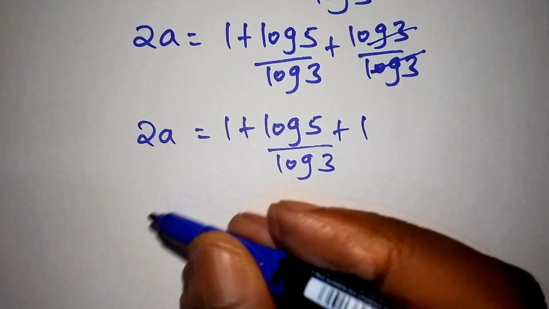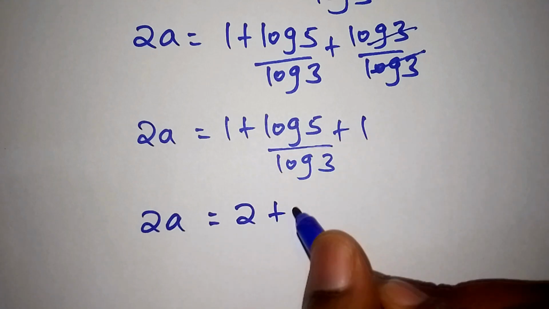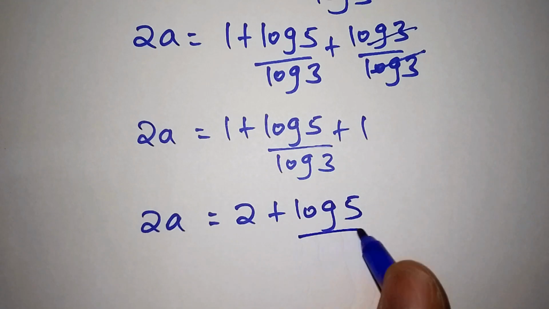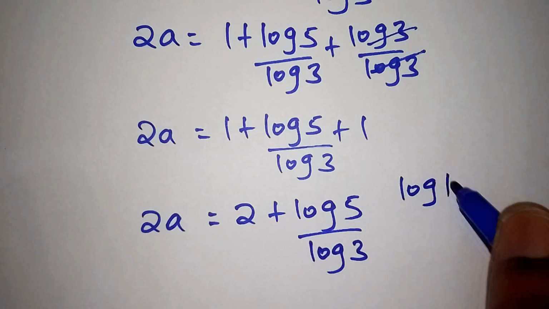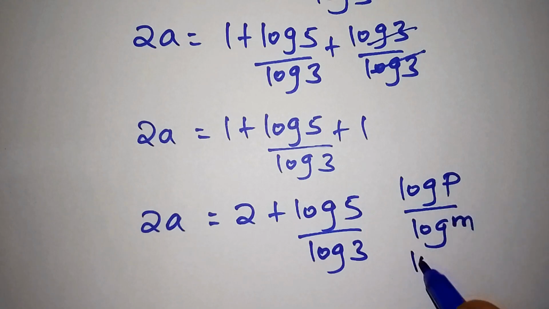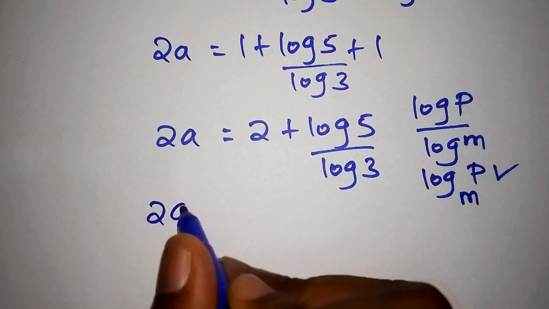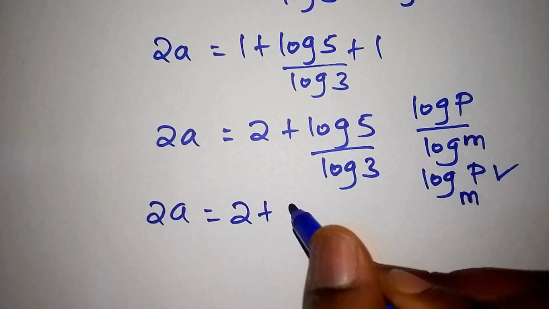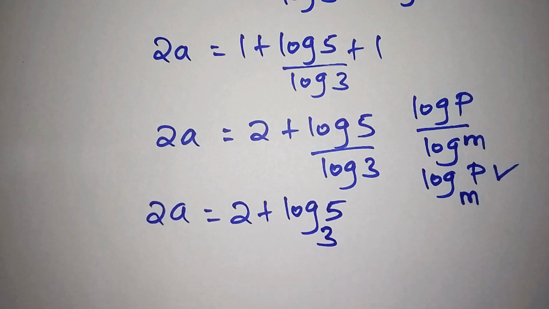So now 2a in this case is equals to, so 1 plus 1 is 2, so now we shall have 2 plus log 5 all over the log of 3. So when we have, for example, the log of p all over the log of m, so we can write it as the log of p to the base of m. So that now we shall have it as 2a is equals to 2 plus the log of 5 to the base of 3.